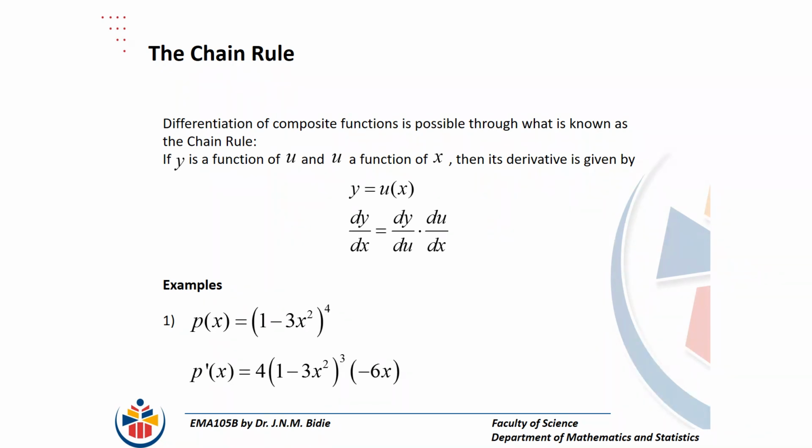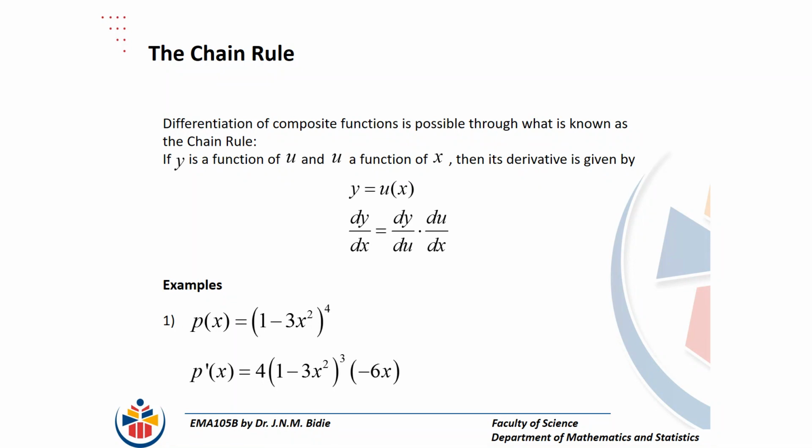Example 1. You've got 1 minus 3x squared all to the power 4. As you notice, the outer function is the power 4. The inner function is 1 minus 3x squared. So we are going to differentiate the power 4 first. We know if it was just x to the power 4, it would be 4x cubed. That's exactly what we're going to do here. So we have 4 into 1 minus 3x squared all to the power 3.